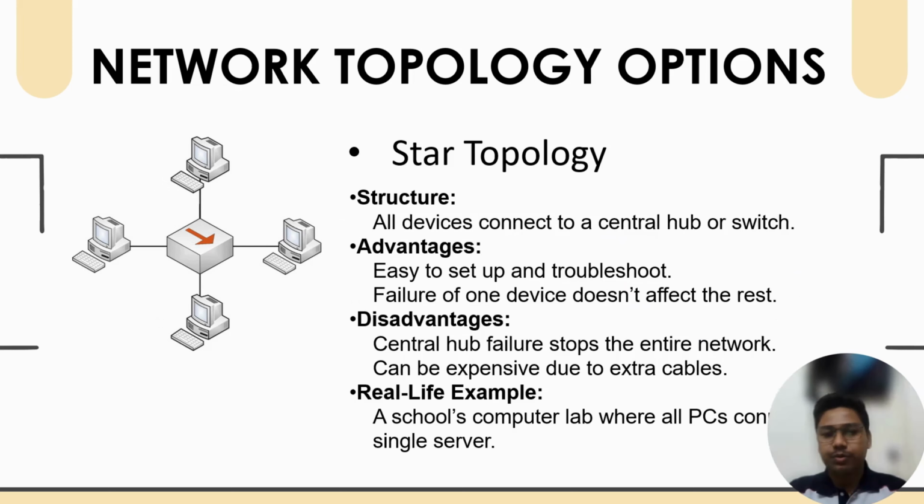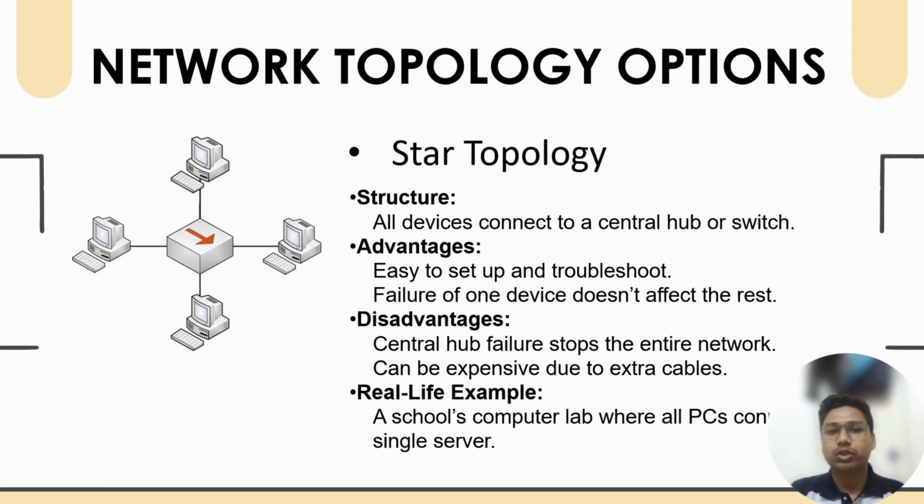There are three types of topology: star topology, bus topology, and ring topology. Let's start with star topology. In a star topology, all devices are connected to a central hub or switch. This switch acts as the brain of the network, managing communication between devices. What are the benefits of a star topology?